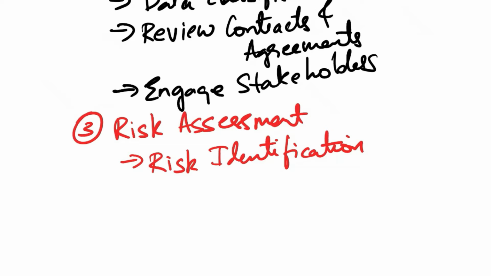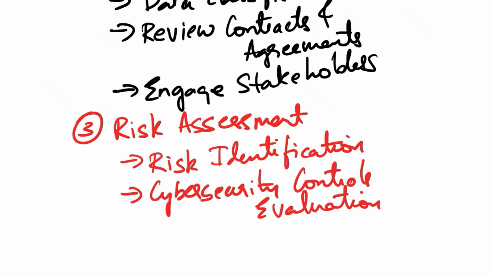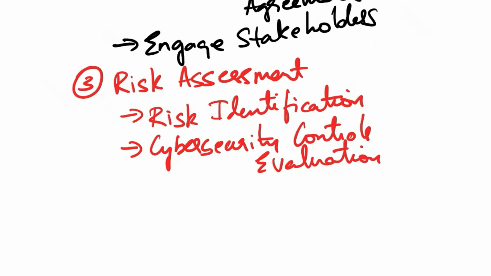Identify potential risks associated with each third party. This involves considering factors such as the type of data they handle, their cybersecurity practices, and the criticality of the services they provide. Next, cybersecurity controls evaluation. Assess the effectiveness of the third party's security controls, evaluate their security infrastructure, encryption methods, access controls, and other measures in place to protect sensitive information.